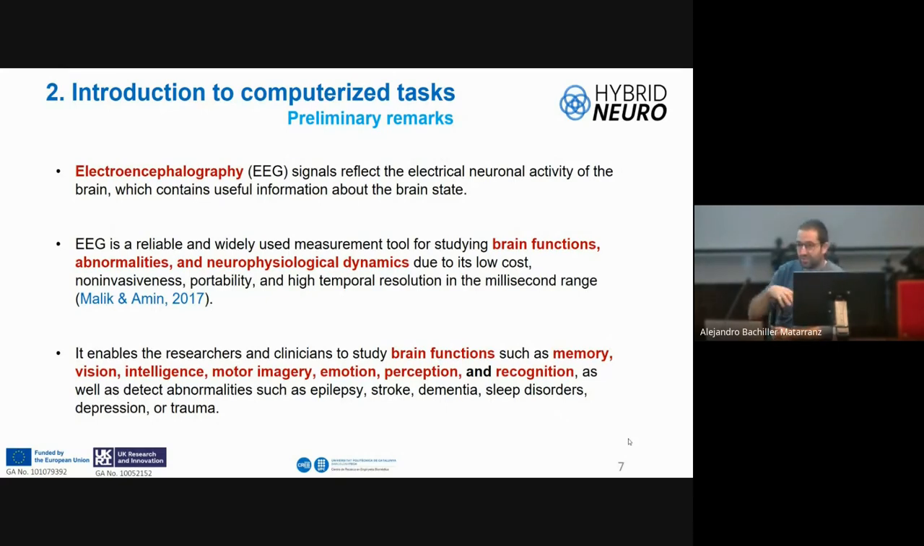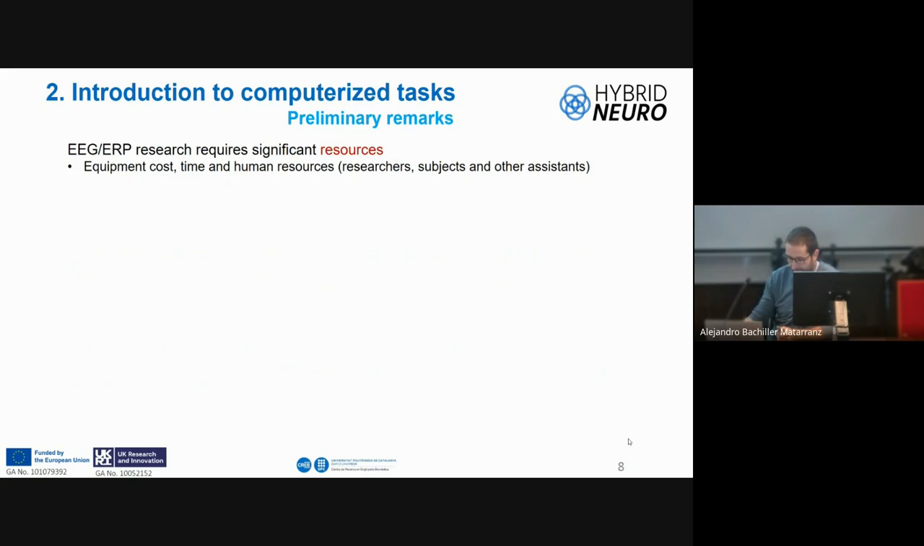But the main point of the EEG is that its temporal resolution gives the opportunity to study brain functions such as memory, vision, intelligence, motor imagery, emotion, perception, recognition, decision making. So it's a very good point for the EEG. And there are a lot of disorders in which these kinds of brain functions are the target.